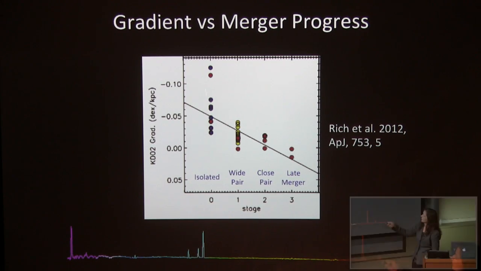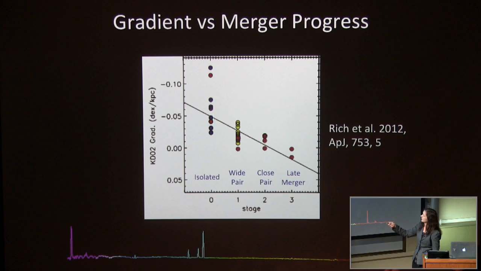And so this is isolated galaxies have a range of steep gradients. Wide pairs have smaller, flatter gradients. Close pairs, even flatter gradients. Late mergers, very flat. They're consistent with 0 gradient. And so this is showing you that mergers drive this pristine gas into the galaxies and flatten the gradients so that we can use gradients to trace mergers. If you have a galaxy and you've got a flat gradient, chances are it's had some dynamical disturbance where you've had gas flows. Could be inflows or outflows that cause a flattening of the gradient.